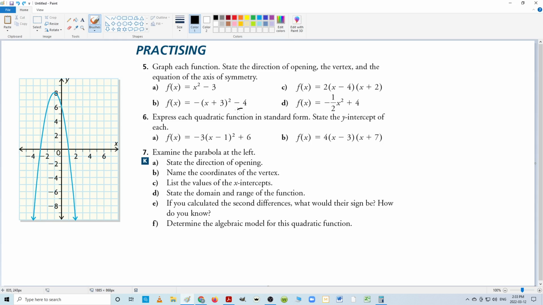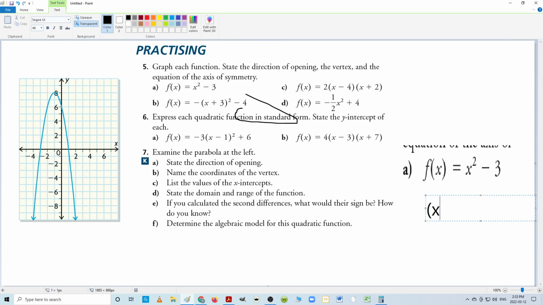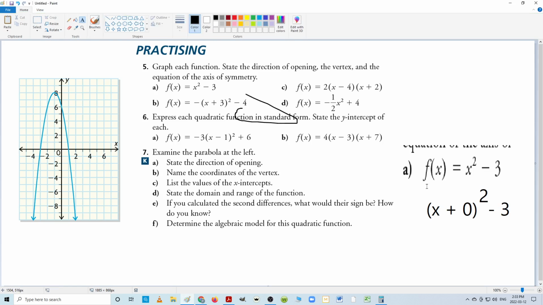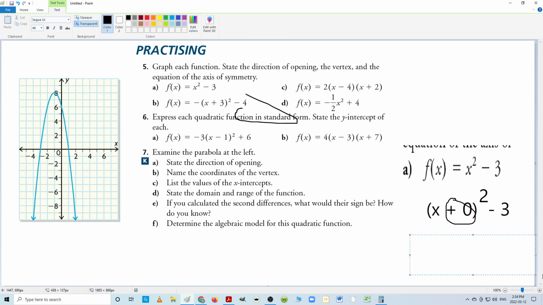Express each in standard form and graph them. Some of them you might mistakenly think are in standard form, but you can see that there's no other x in this. When you have no other x in here, it's kind of the same as this formula, which is the vertex formula. It's just that there's no y vertex, so it goes through 0. This is the vertex: 0 comma minus 3.